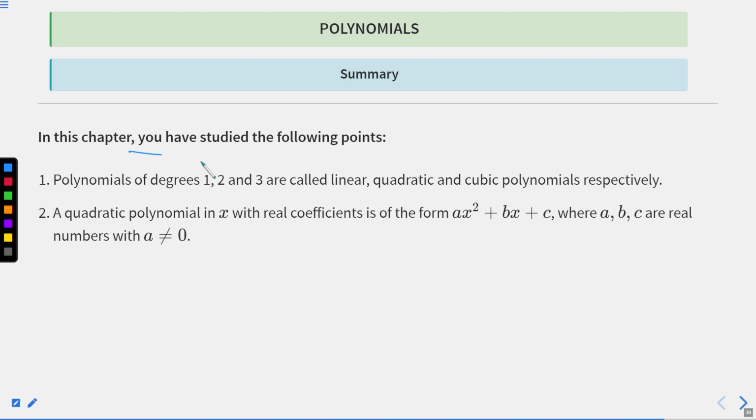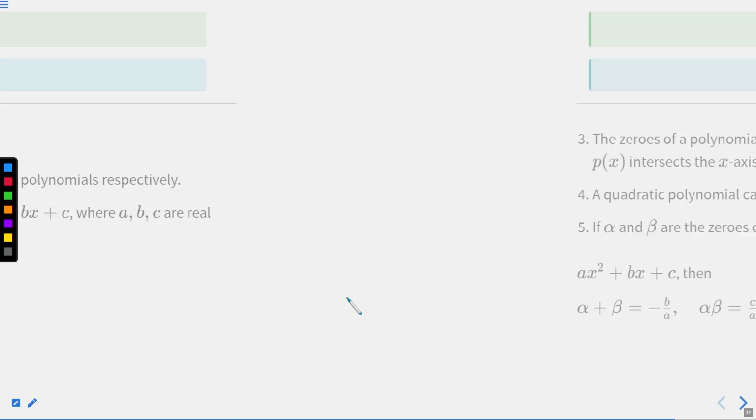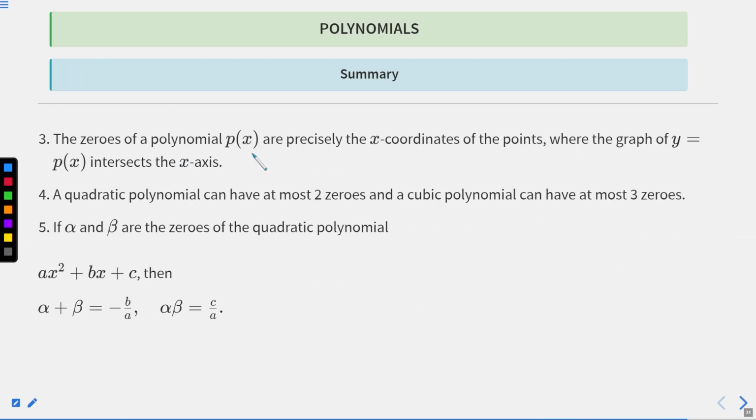In this chapter you have studied the following points. First point: polynomials of degree 1, 2, 3 are called linear, quadratic and cubic polynomials respectively. Second point: a quadratic polynomial in variable x with real coefficients is of the form ax square plus bx plus c, where a, b, c are real numbers and a not equal to 0. The zeros of a polynomial p of x are precisely the x coordinates of the points where the graph y is equal to p of x intersects the x-axis.